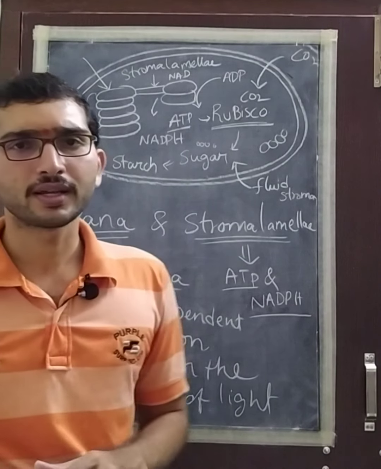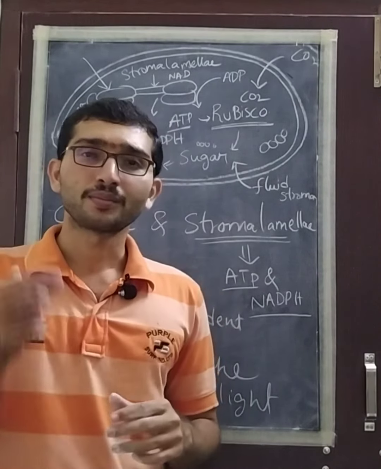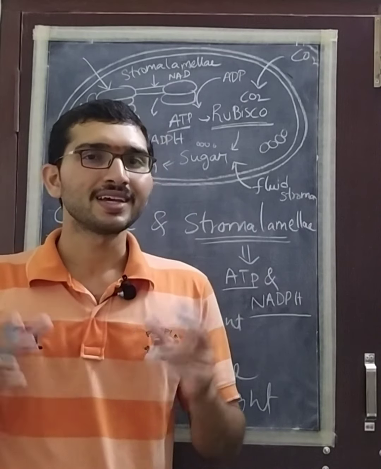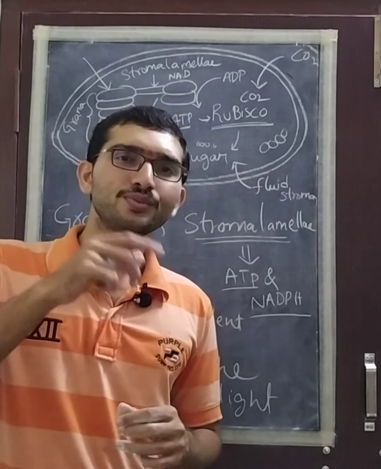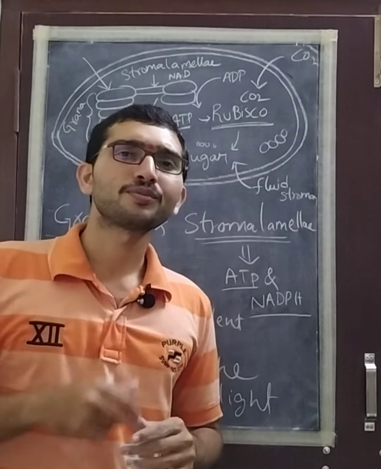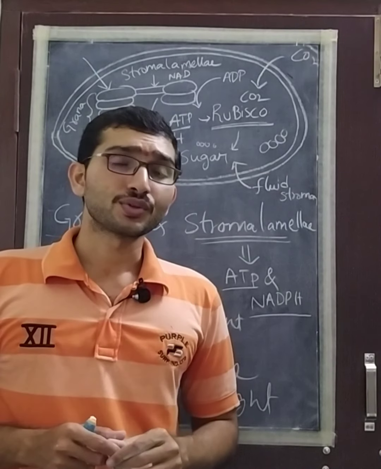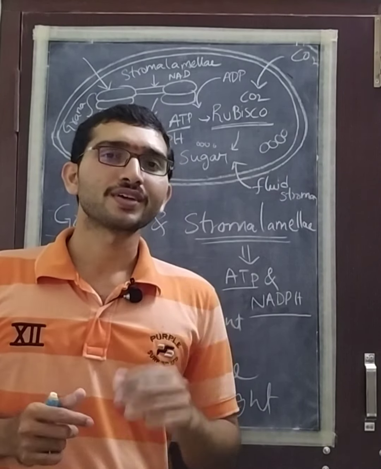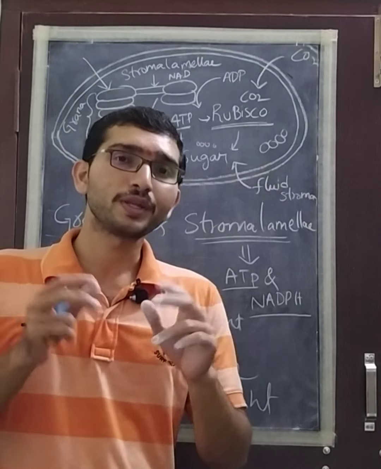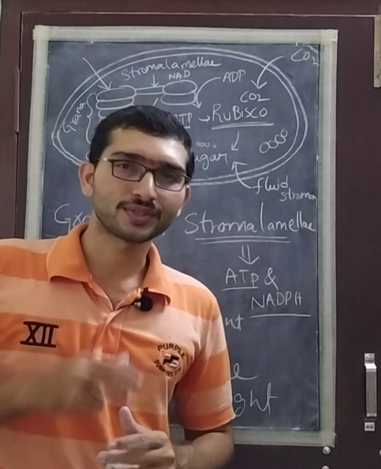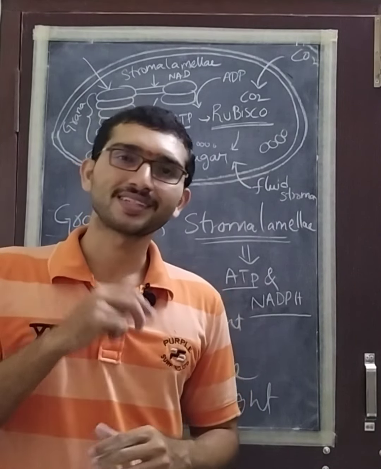So the most important diagram is the chloroplast, present in the mesophyll cells in large numbers. I hope this video is helpful. We will come up with the next video, where we will discuss how many pigments are involved in photosynthesis.